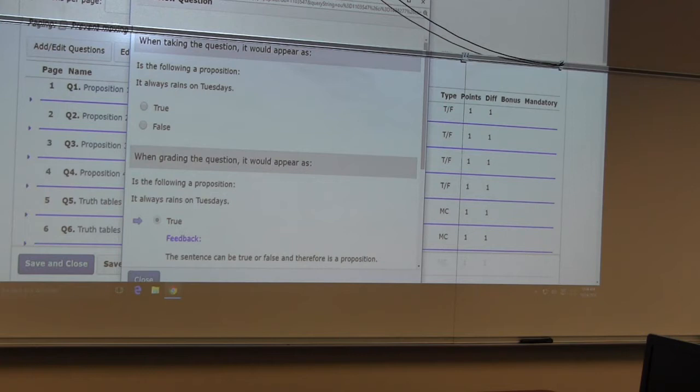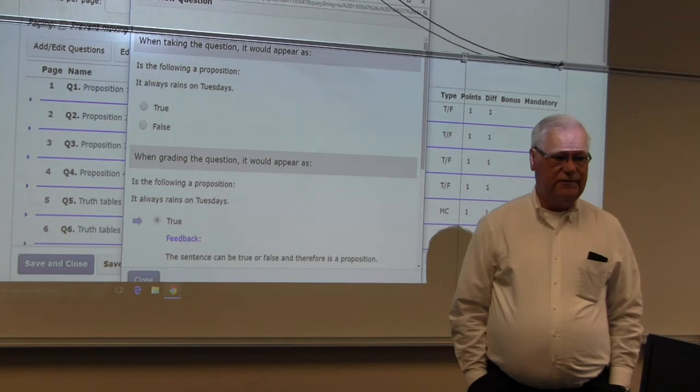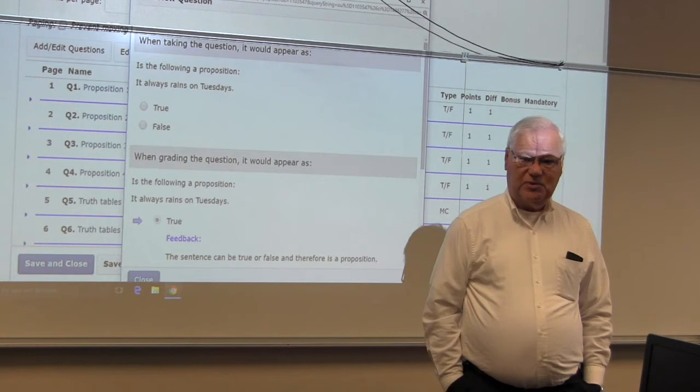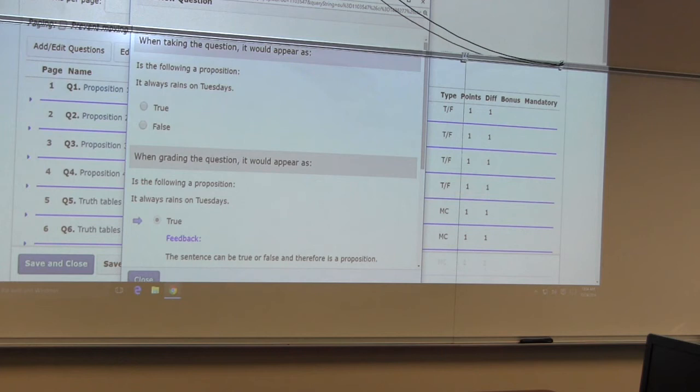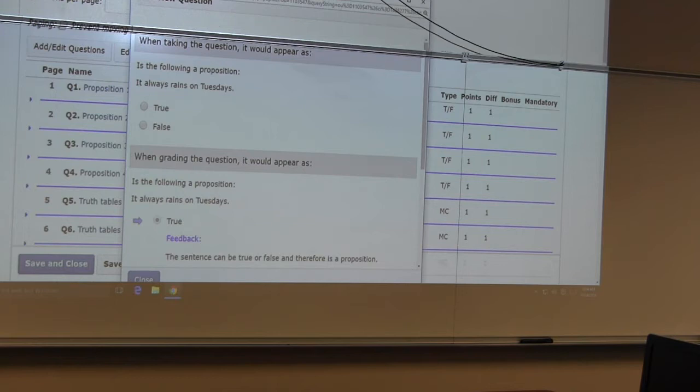So, what does it mean to be a proposition? Remember the definition? Isn't it a statement that can be true or false? Exactly. It's a statement that must be true or false. So, a maybe statement is not going to work, right? It has to be true or false. So, it always rains on Tuesday. Is that a proposition? Yes. It's false, but it's a proposition, right?